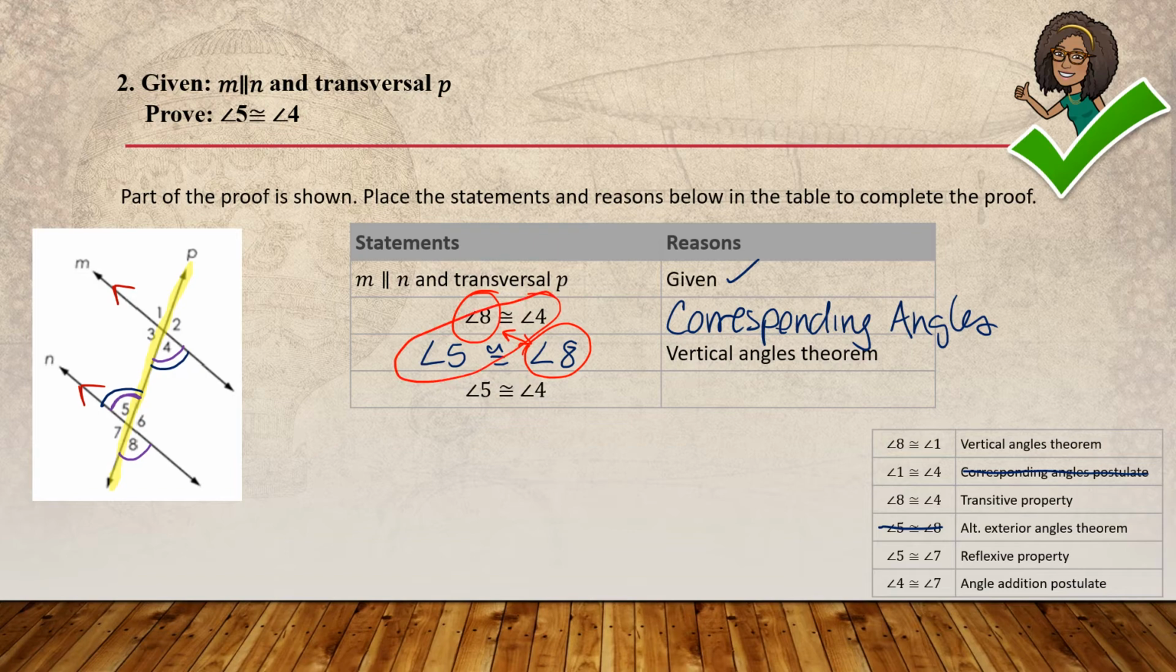So remember, anytime that you see two statements that have one of the properties in common, that leads us to show that the last statement is going to be true by the transitive property. Okay, so that makes 5 and 4 congruent by the transitive property of congruency.